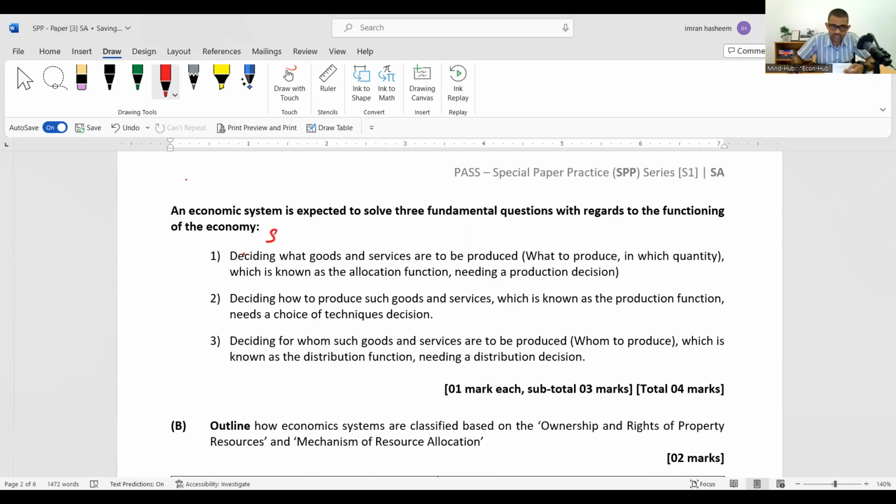You can say deciding or solving the problem of what to produce in which quantity, solving the problem of how to produce, solving the problem of for whom to produce, or deciding what to produce in which quantity, deciding how to produce. Just the way you write it, the concepts are okay. You can write it in different ways. Or you can talk about it as allocation, function, or problem. You can say production, decision. All of these alternative ways are okay.